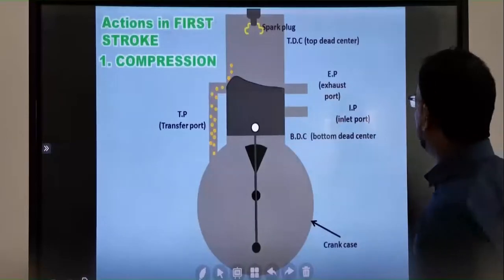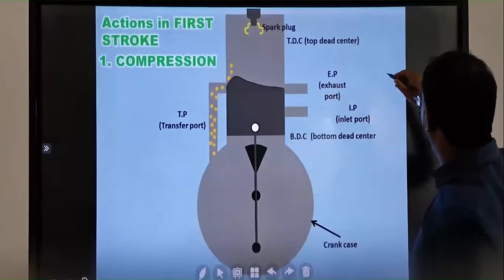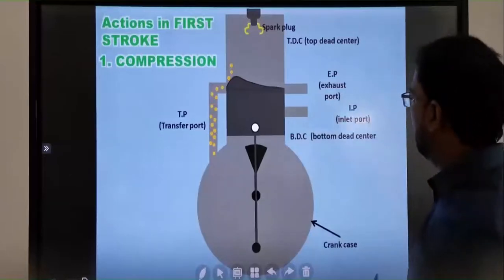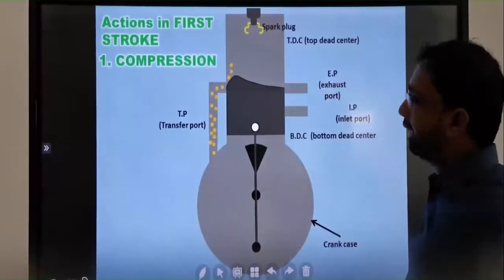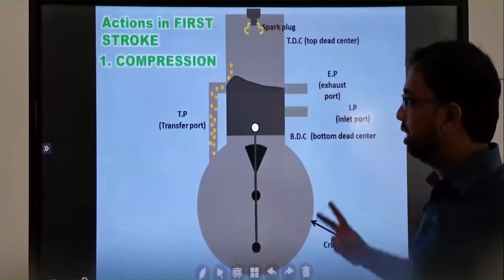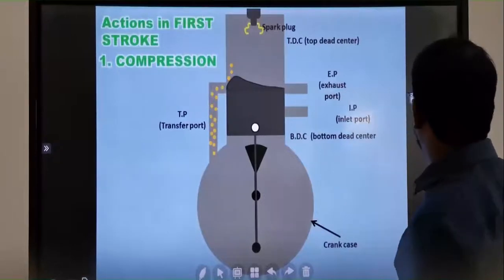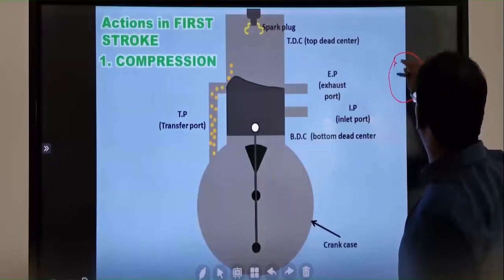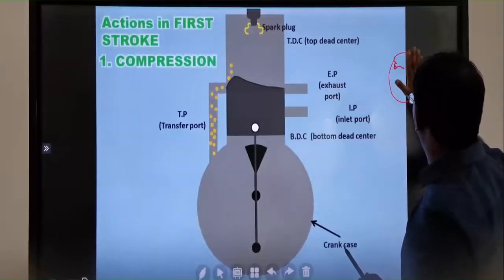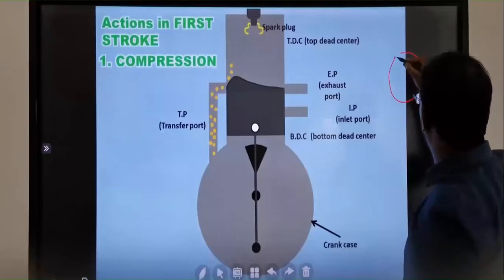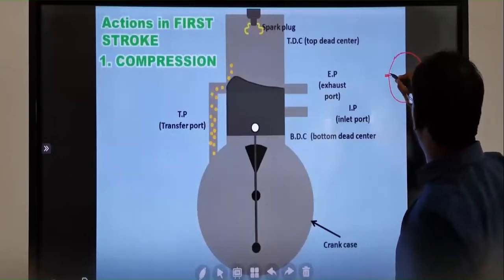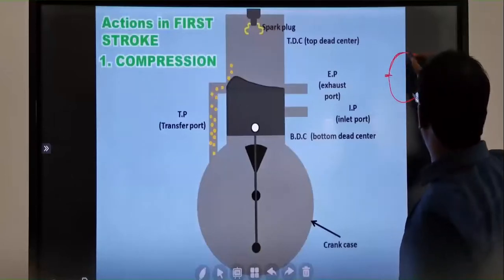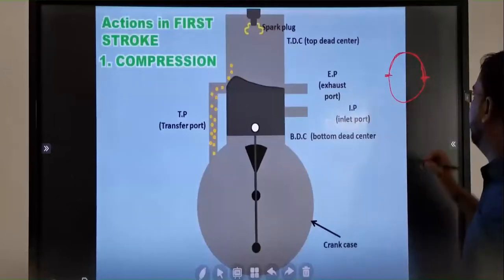In the 4-stroke engine, when the 4-stroke completes, the crankshaft rotates 2 revolutions. That means, with the crankshaft, here is the intake suction, and the crankshaft rotates 180 degrees.